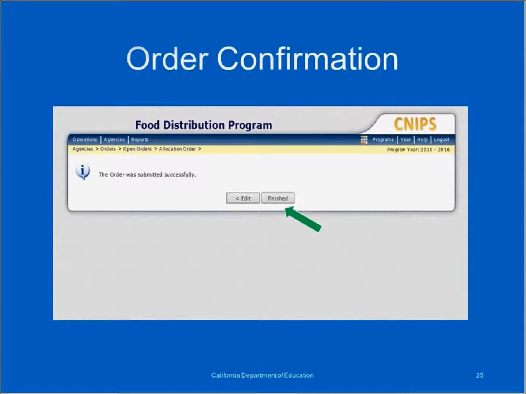The order was submitted successfully message will display. Now select the Finish button to return to the Open Orders screen, and your allocation order is complete. I am now going to pass the webinar to Desiree Lee, who will continue with the demonstration.